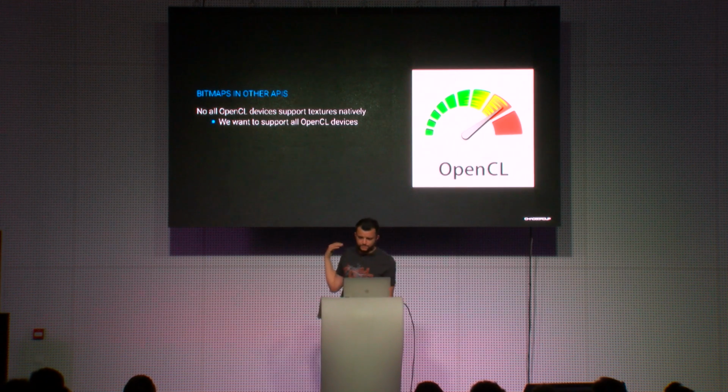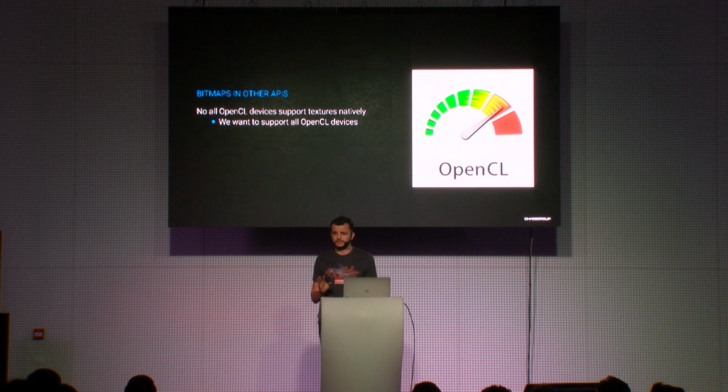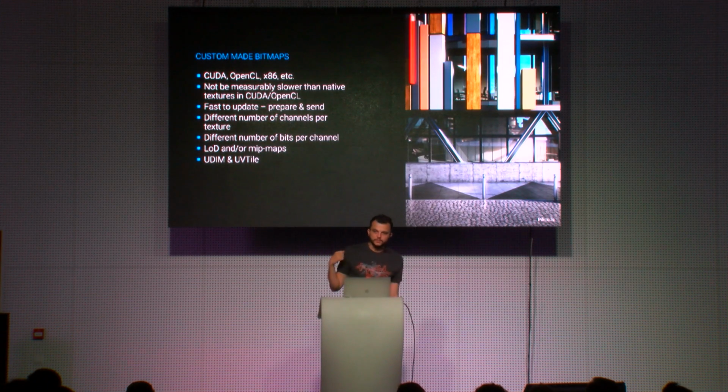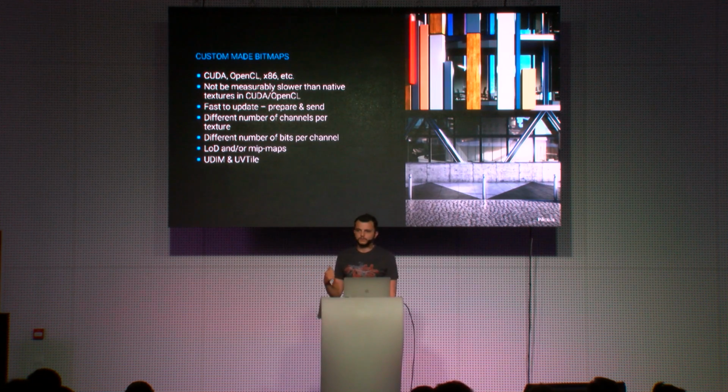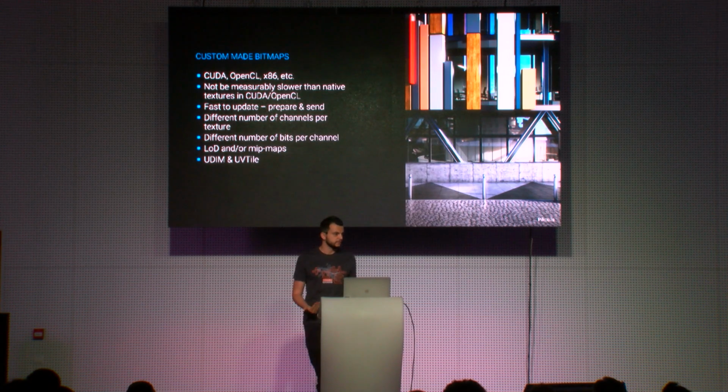In other APIs like OpenGL, there are 3D textures, but back in the days, almost no OpenGL implementation supported them. And even these days, when there is a new device and it has OpenGL support, it often does not support the 3D textures API. And we kind of wanted to support all OpenGL devices. So we decided to do our custom bitmaps. It's way easier than it sounds, probably. We had a few requirements. We had to support CUDA, OpenGL, x86, whatever. It should not be measurably slower than using the native APIs.